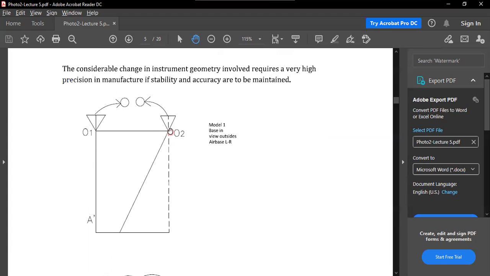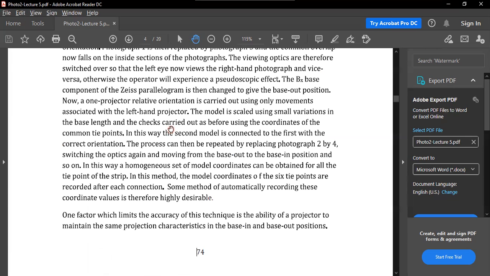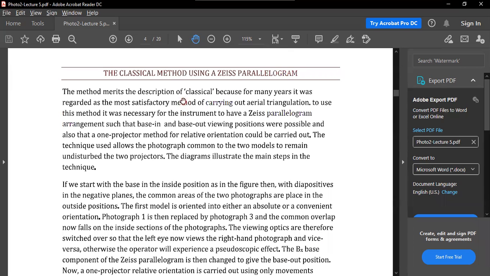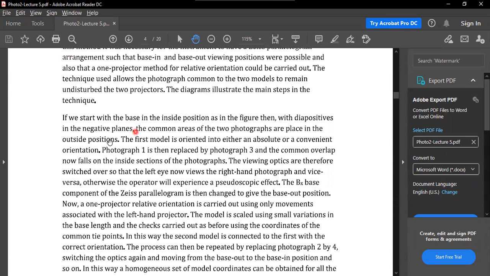Are you okay? So once that is done, then of course let's just go through the basic steps. Okay, so we start with a base in the inside position, as in, okay, so we have inside and outside positions. With the positive in the negative plane, the common areas of the 2 photographs are placed in the outside position. So these are just ways to make sure that we have an overlap in the first instance. The first model is oriented in either absolute or convenient orientation. Photo 1 is then replaced by photo 3.